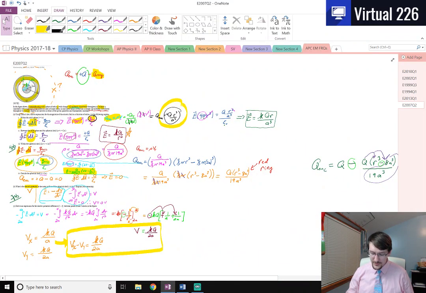Okay? So once again, this was the AP Physics C Electricity and Magnetism free response question from 2007. It's question number 2. We're looking at spherical systems of charges concentrically set up and looking for the electric fields using Gauss's law via them. So I hope that helped you out.